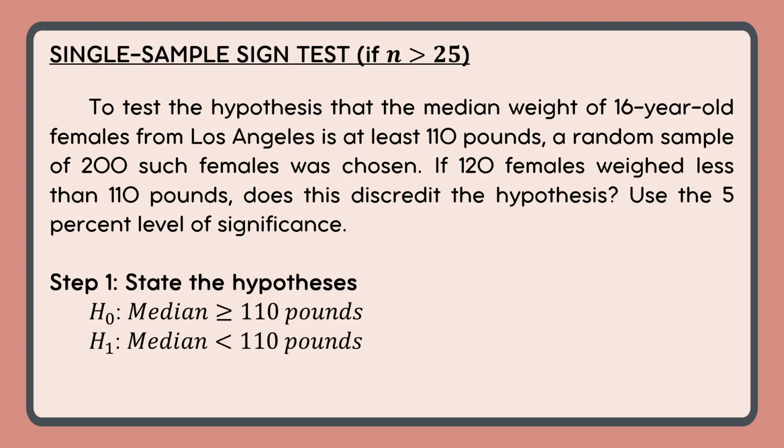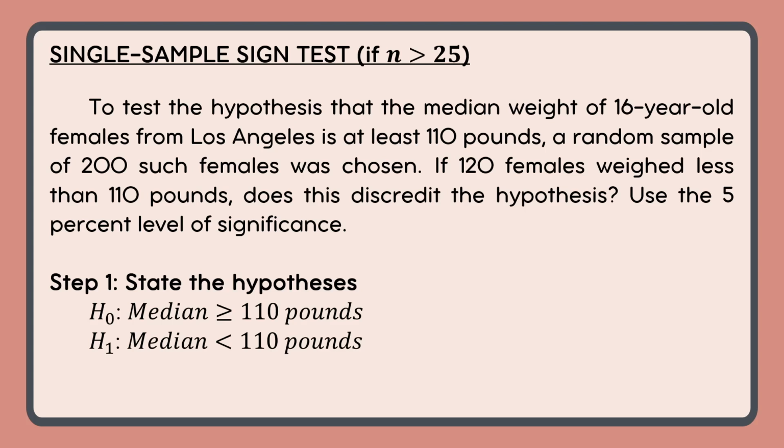To test the hypothesis that the median weight of 16-year-old females from Los Angeles is at least 110 pounds, a random sample of 200 such females was chosen. If 120 females weighed less than 110 pounds, does this discredit the hypothesis? Use the 5% level of significance.